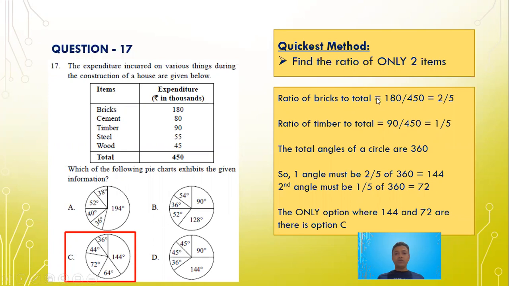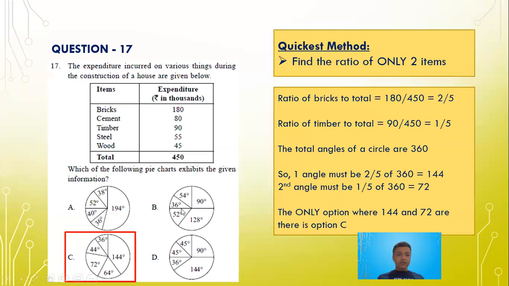So bricks ratio is 180 upon 450, which is 2 upon 5, because 9 2s are 18, 9 5s are 45, which is 2 upon 5. So first ratio is 2 upon 5. The ratio of timber to total. So timber is 90. 90 to 450 is 1 upon 5 again, because 9 5s are 45. So one ratio is 2 upon 5, one ratio is 1 upon 5.